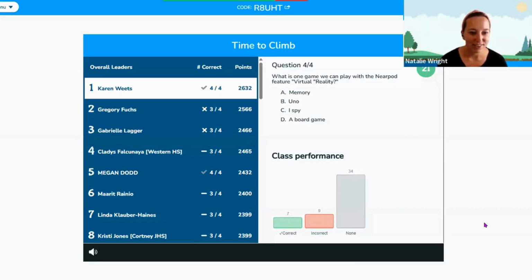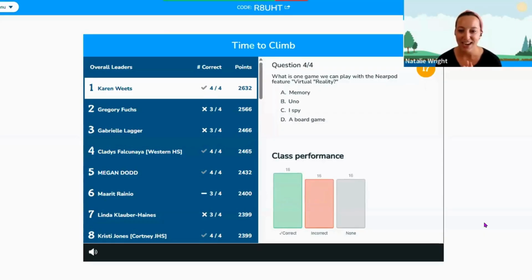Okay, so we have Karen, first place again, kind of snuck past. Okay, this is our last question. What is one game we can play with the Nearpod feature virtual reality? So very specific. What game do you think we can play? Memory, Uno, I Spy, or board game?